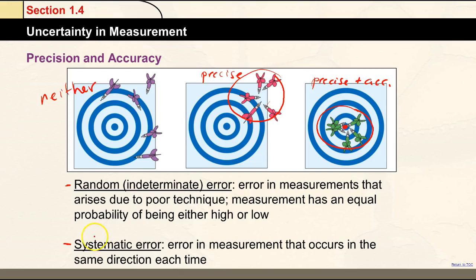Systematic error, however, is going to be a measurement that is wrong, kind of like these pink darts up here. They are incorrect. They're not close to the bullseye, but they are all close together. They're consistent, all in the same direction, all to the top right of the target. So that would be a systematic error, a miss that is always in the same direction.